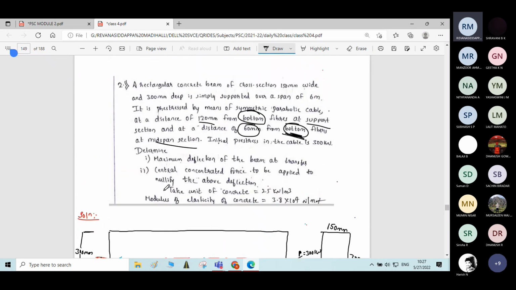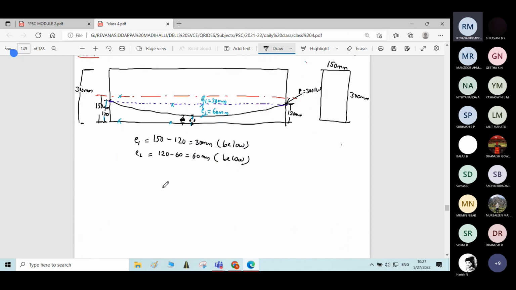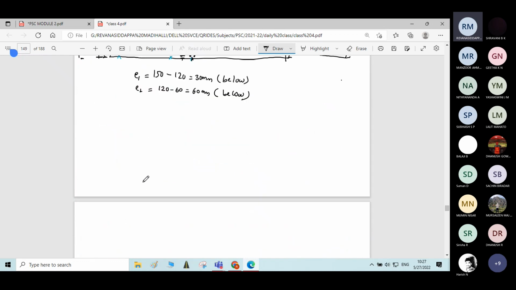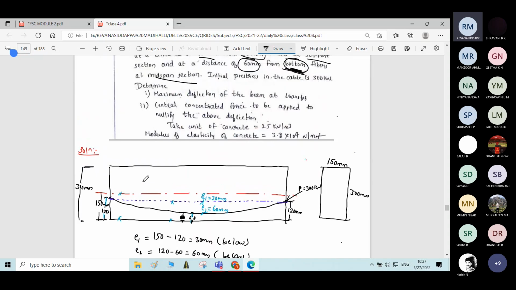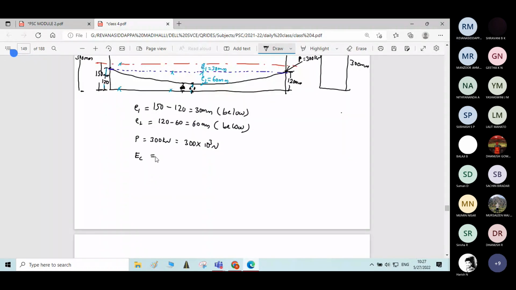Then the prestressing force is given as 300 kilonewton. P is equal to 300 kilonewton, nothing but 300 into 10 power 3 Newton. Then Young's modulus of concrete is given as 3.8 into 10 power 4 Newton per mm squared. This is the given data.